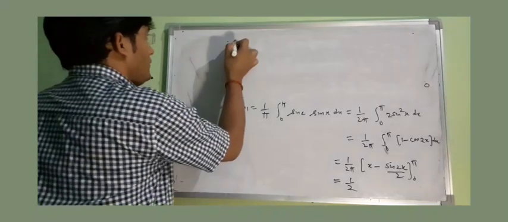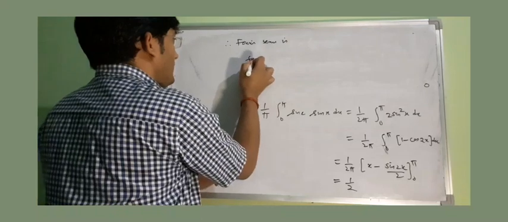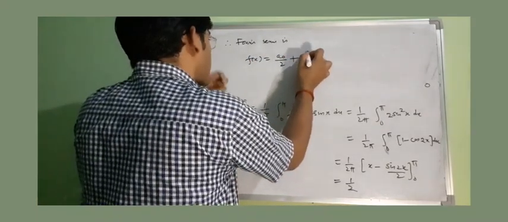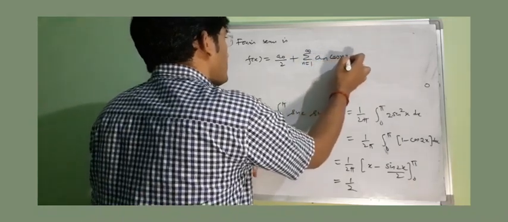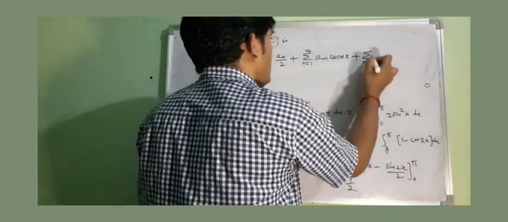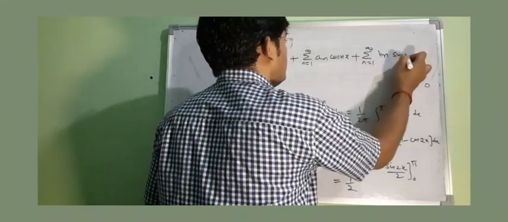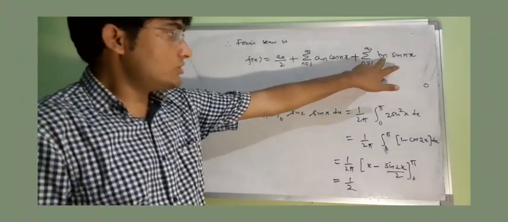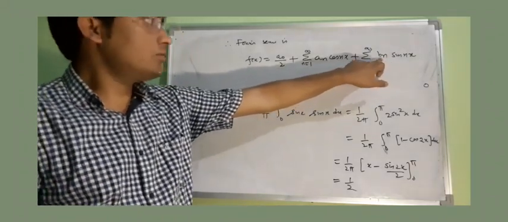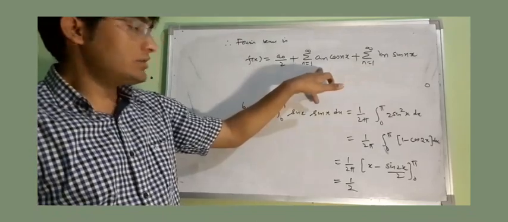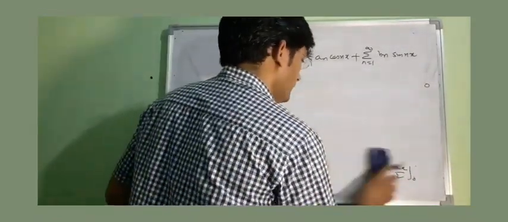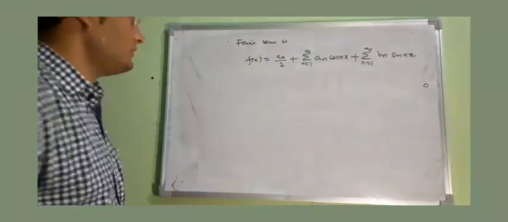Thus our Fourier series is finally f(x) equal to a0 by 2 plus sum n equal to 1 to infinity an cos nx plus sum n equal to 1 to infinity bn sin nx. Now our bn was 0 except when n is 1, so we will start these two series from n equal to 2. So let us take their first term outside.